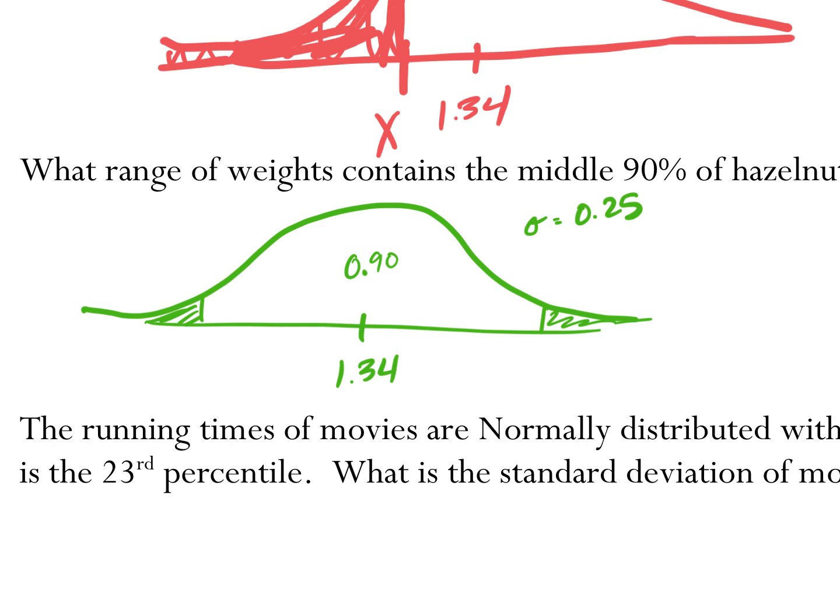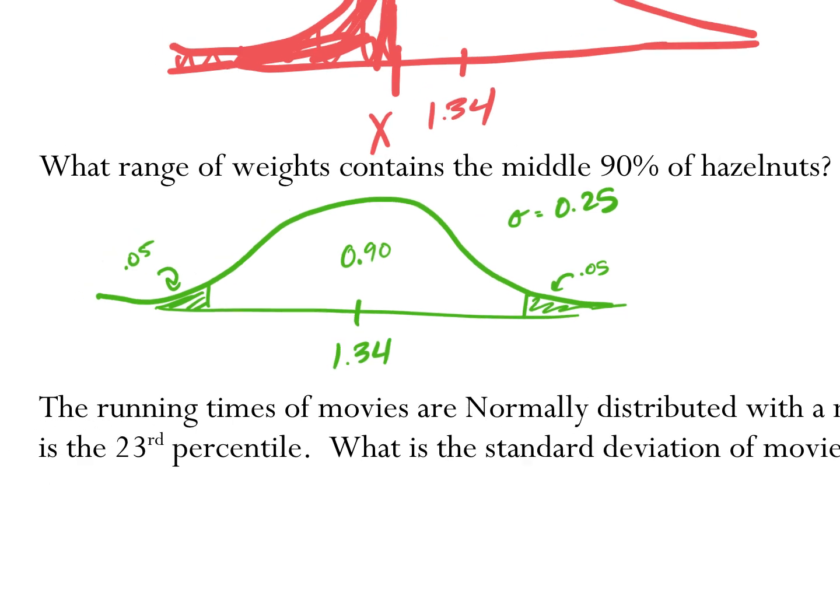And what do I know about the area of both of those tails combined? What does it need to be? 10%, right? So what does each of them individually need to be? 5%. So because normal distributions are approximately symmetric, we can assume they're the same. So just divide that 10% in 2. Yeah? Okay.